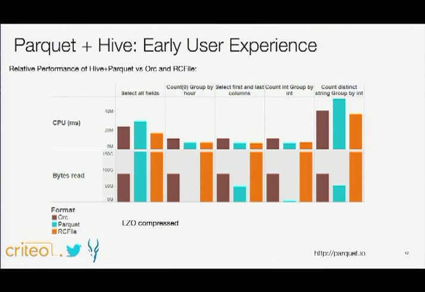The top set of numbers, the first row, is CPU time across 5 different queries. ORC file is brown, Parquet is blue, and RC file is orange. And you can see how the performance varies across the different queries. In the second row is the number of bytes read to service that query, similar to the charts I showed for Impala. And you can see how that changes. Again, these numbers are very preliminary, and there's still a little bit of work to be done here.